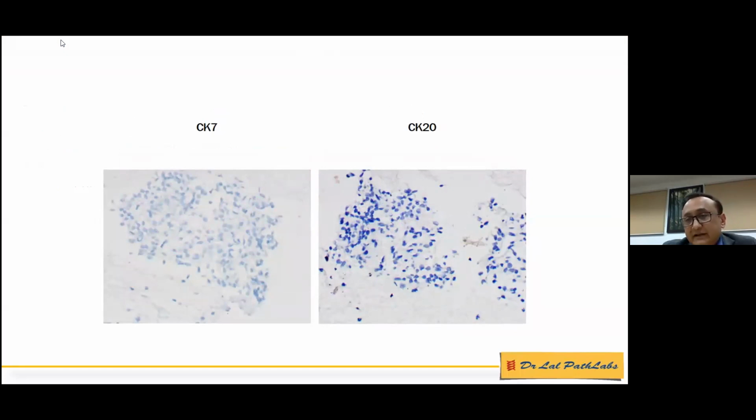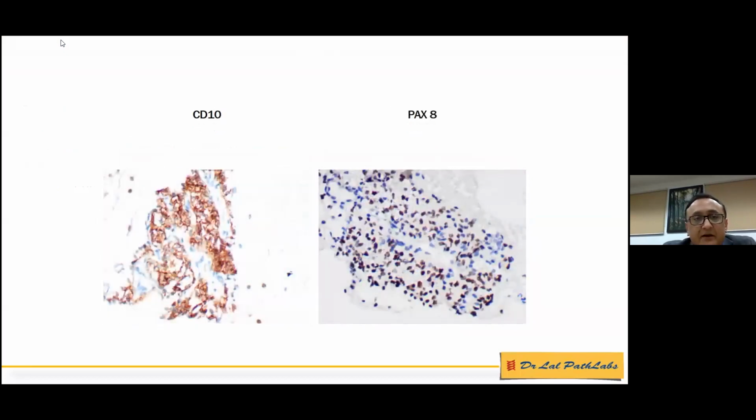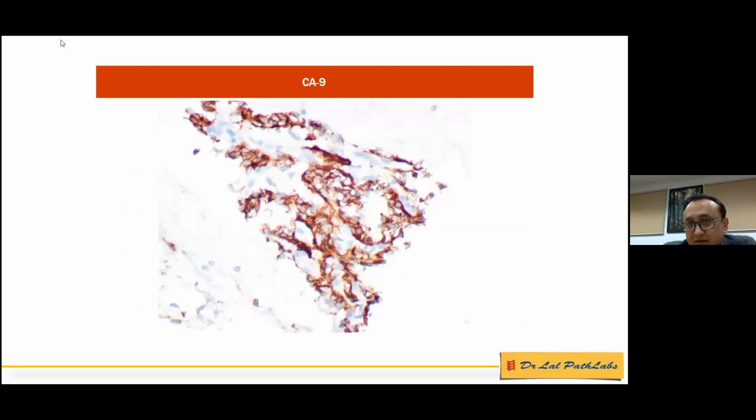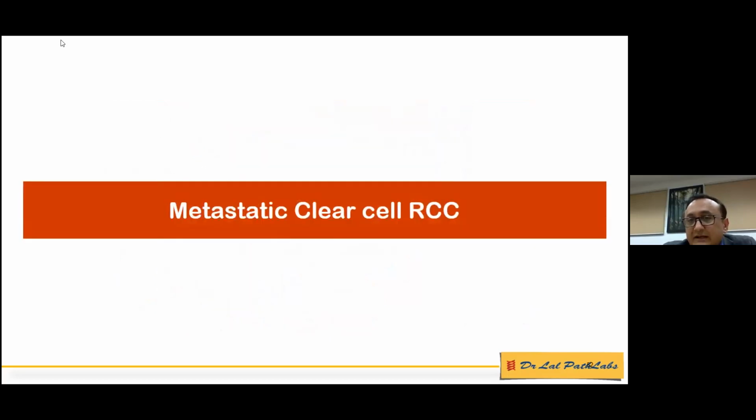and CK20 negativity. So our differential diagnosis was limited to the bucket of CK7 and CK20 negativity, and we did some more markers on that side. CD10 was positive in this case. PAX8 was positive. We did CA9 as well, which was also diffusely positive in the tumor cells. So the diagnosis was metastatic clear cell carcinoma in the lung.